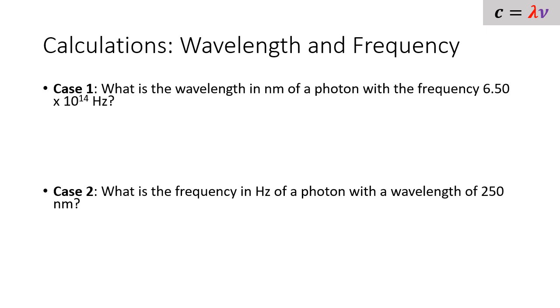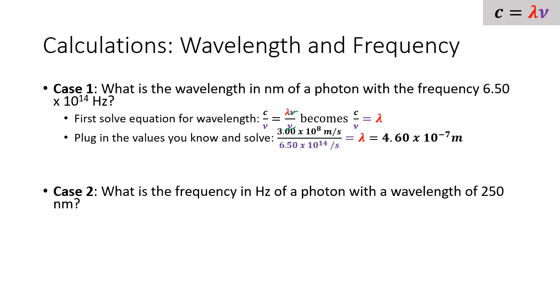Case 1. What is the wavelength in nanometers of a photon with a frequency of 6.5 times 10 to the 14th hertz? Now we have to remember that a hertz is also seconds to the negative 1. So we're first going to just take our general equation, c equals lambda nu, and we are going to solve for our wavelength, because that's what we're looking for. So we divide both sides by nu. Those cancel out, and we end up with just c over nu equals lambda, lambda being wavelength.